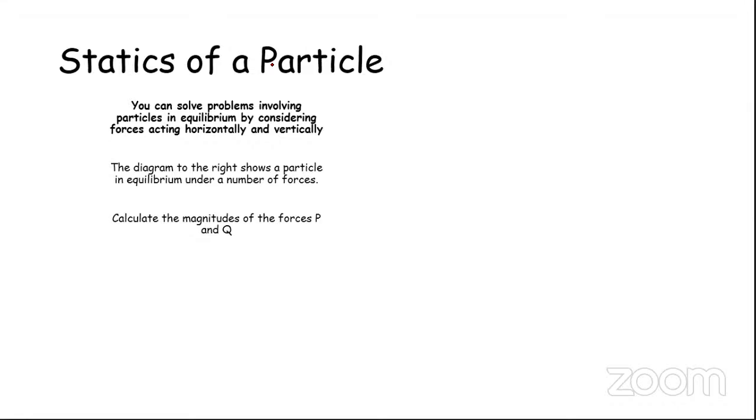You can solve problems involving particles in equilibrium by considering forces acting horizontally and vertically. The diagram on the right shows a particle in equilibrium under a number of forces. Calculate the magnitudes of the forces P and Q. So that is our diagram. It is not very much different from what we have seen in the first place. So here we are going to be a little bit faster.